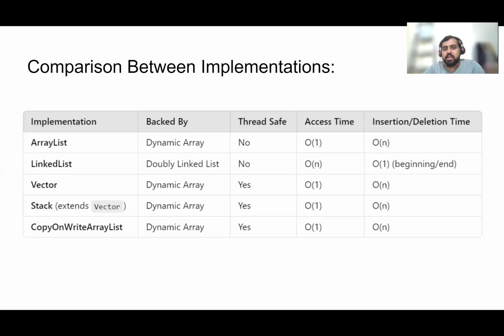Okay. Let's see the comparison between implementations. ArrayList is backed by a dynamic array, but it's not thread safe. Access time is constant time, but write operation is O(n). LinkedList is backed by a doubly linked list. It implements both List and Queue or Deque, and it's not thread safe. Access time is O(n), and write operation is O(1).